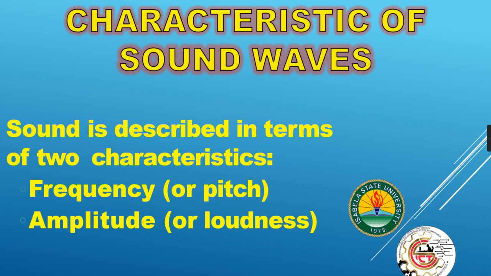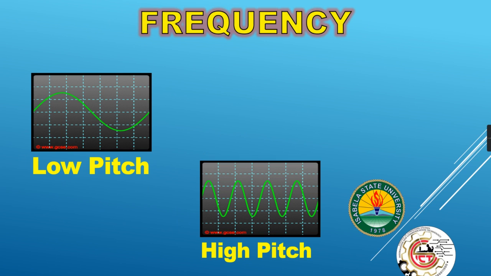Characteristics of sound waves. Sound is described in terms of two characteristics: the frequency or pitch, and amplitude or loudness. Frequency is a measure of how many vibrations occur in 1 second. This is measured in hertz, abbreviated Hz, and directly corresponds to the pitch of a sound. The more frequent the vibration, the higher the pitch of the sound.